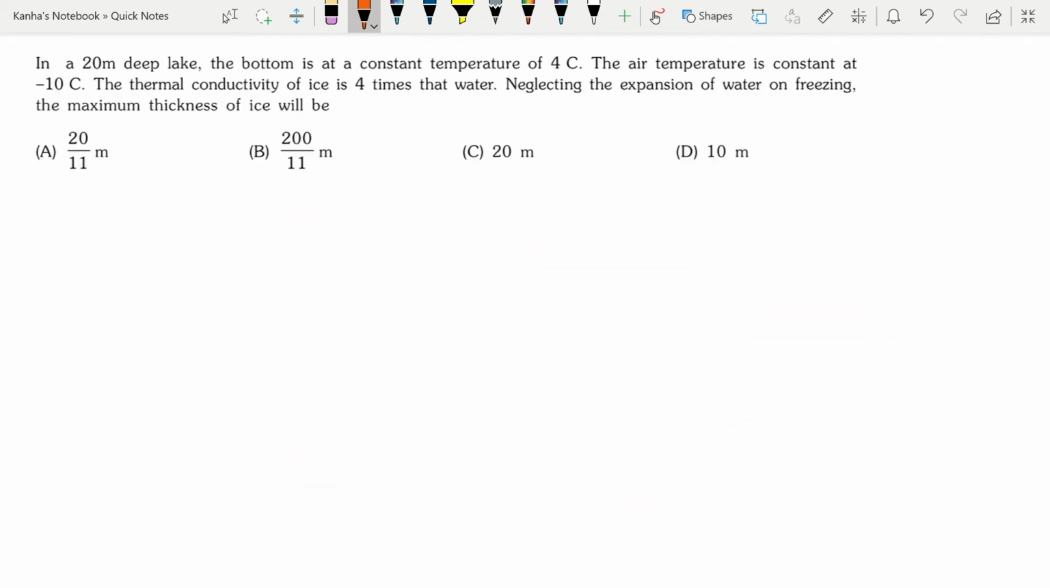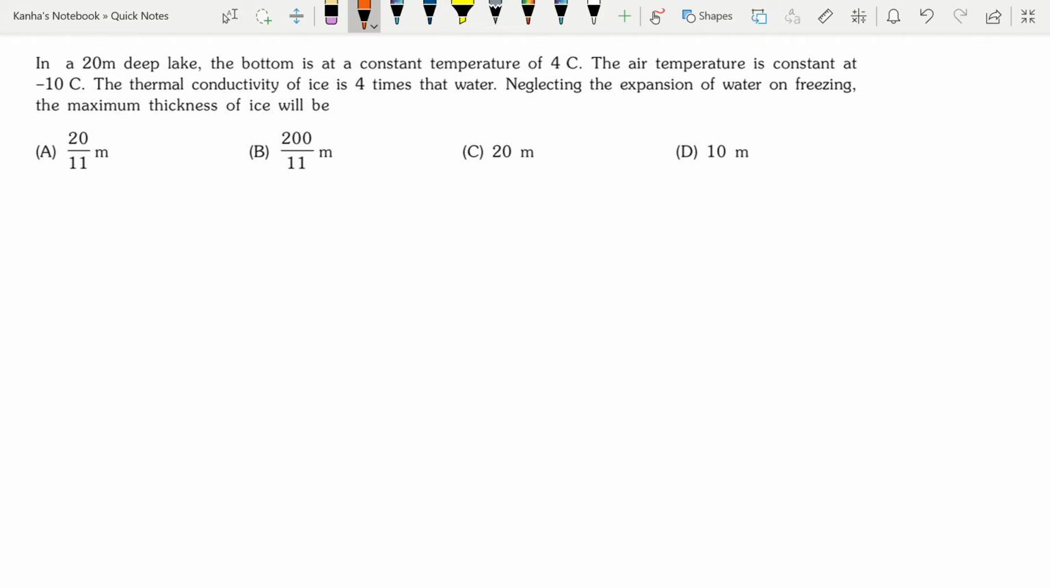Let us look at another question. In a 20-meter deep lake, the bottom is at a constant temperature of 4 degrees Celsius. The air temperature is constant at minus 10 degrees Celsius. The thermal conductivity of ice is 4 times that of water. Neglecting the expansion of water on freezing, the maximum thickness of ice will be which of these following 4?